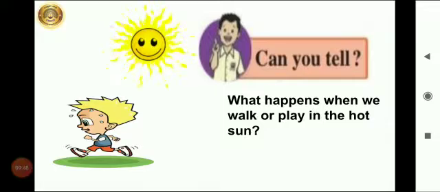Can you tell what happens when we walk or play in the hot sun? Walking or playing in the hot sun can cause various problems like head pain. But along with that, when the heat is too much, then our body reacts and increases the blood flow level on the skin, which results in heavy sweating.